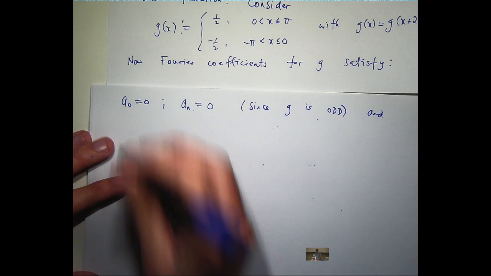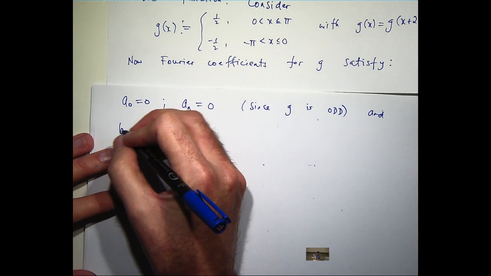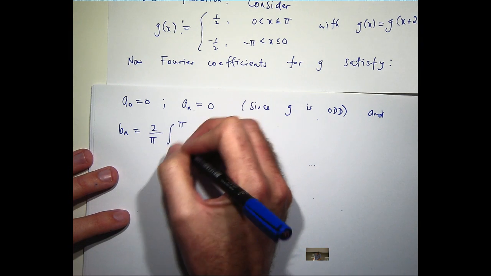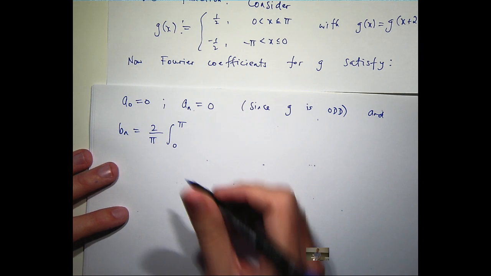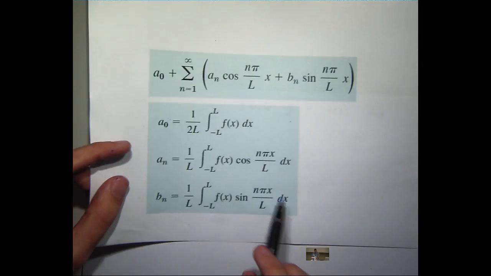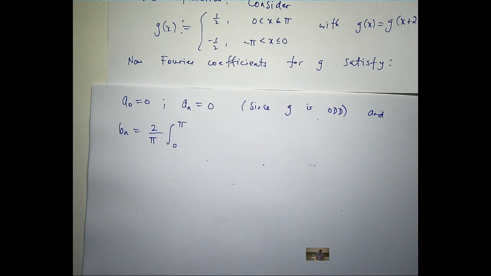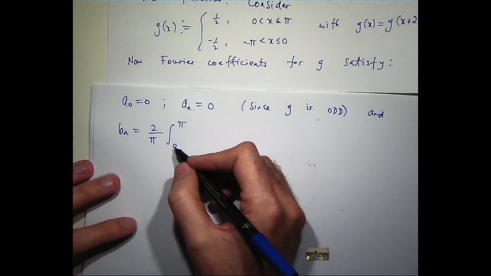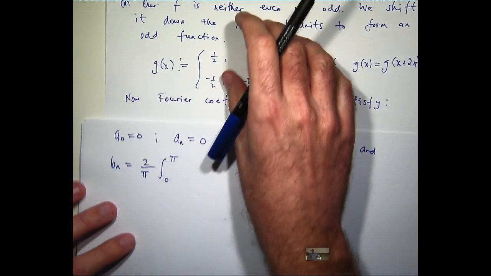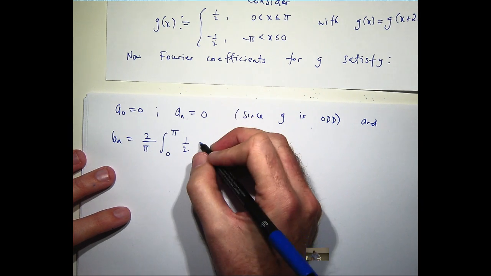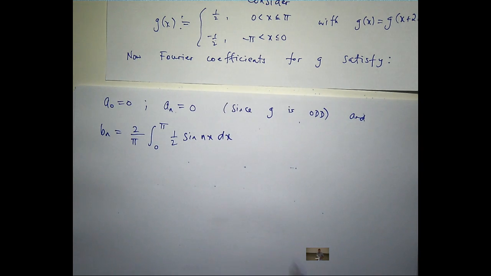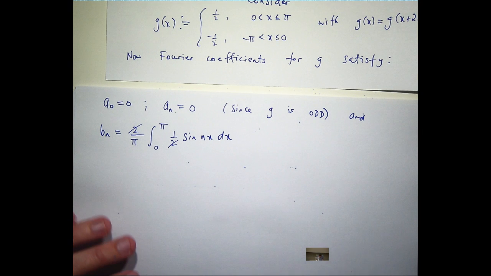And again, since g is odd, the b sub n's are just twice the integral from this formula. Again, big L is pi here. Okay. Now, if I'm integrating from 0 to pi, what is the value of my function g on that interval? Well, it's a half. It's not negative a half, it's a half. So this is what I'm going to get. So now all I need to do is calculate this. Obviously the 2 is going to cancel.